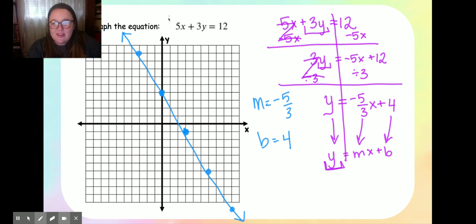Guys, you graphed another standard form. You had to solve for y, then use this information to graph it. Okay? You can't get around that process of solving for y. We got to do each step of it.